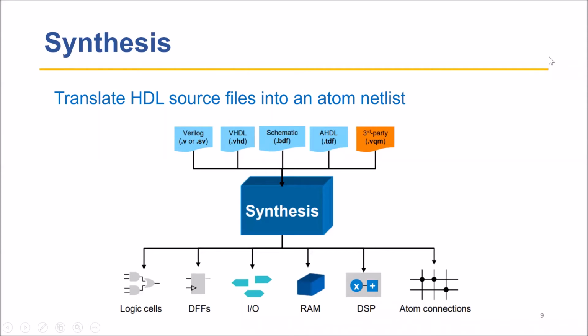Let's look deeper into the synthesis step. Synthesis translates HDL source file into an Atom netlist. Sources can be in VHDL, Verilog, or any other hardware design language. It will be converted to logic cells, flip-flops, I/O gates, memory blocks, arithmetic components, and wiring connections.